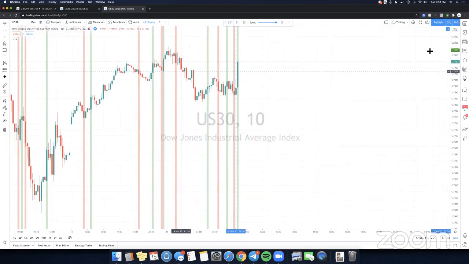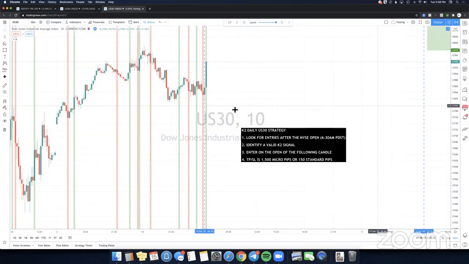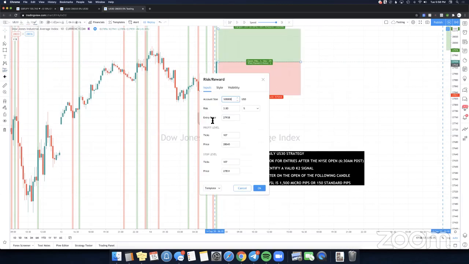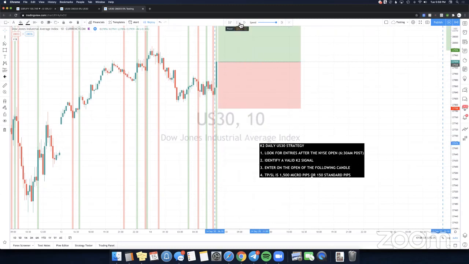Same strategy. Look for entries after the New York Stock Exchange open, 6:30 a.m. This is 6:30. First valid signal. It's a valid buy signal because it's a buy signal with a green bullish candle. So you enter on the open of the following candle. Stop loss and TP is going to be 1,500 pips. And then you let it run.